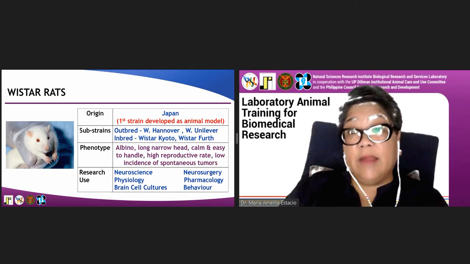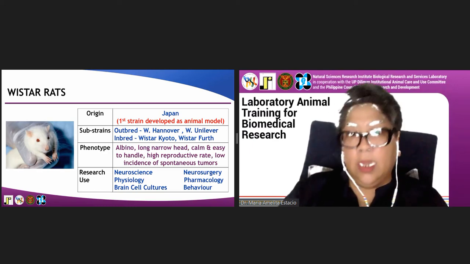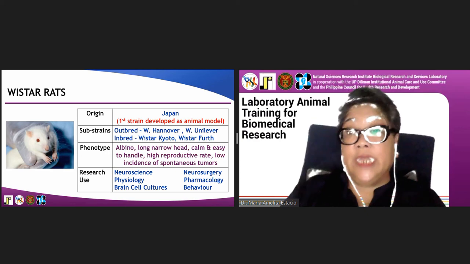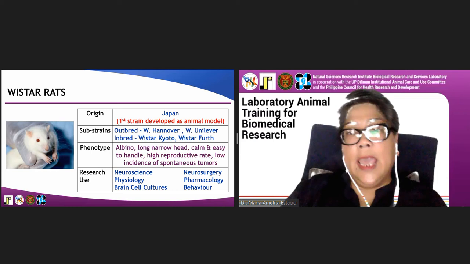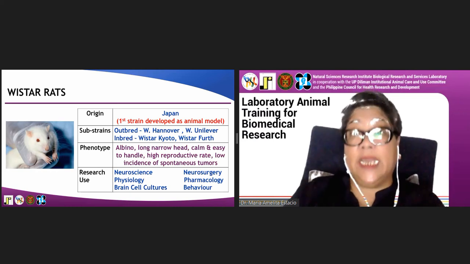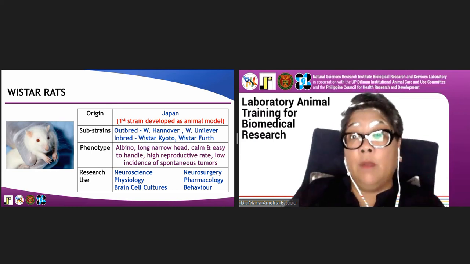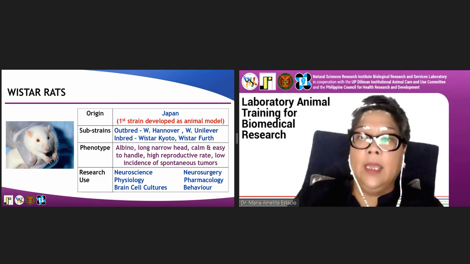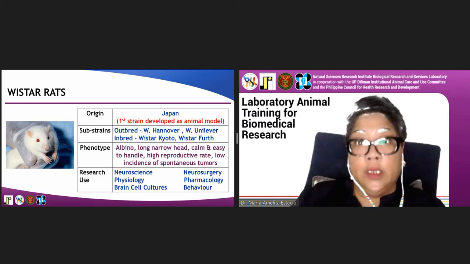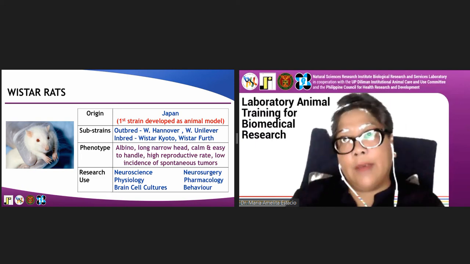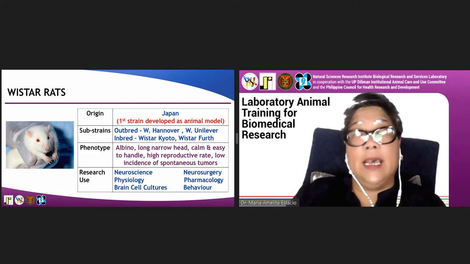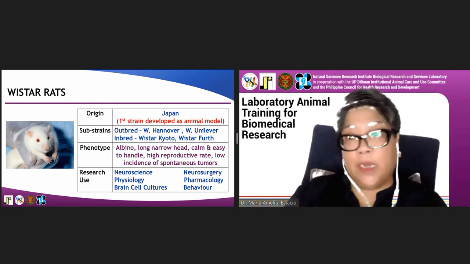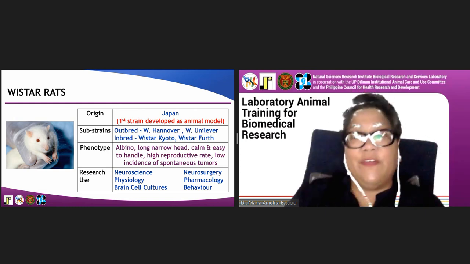Now, the Wistar rat is the first rat strain that was developed as an animal model, and this originated in Japan. But right now, of course, it's all over the world, and there are also substrains right now that were developed from the original strain in Japan. It's a very, very good model to use. Again, it's very easy to handle. It's very calm. It has a very high litter size, so many offspring, and that's the reason why it's very easy to produce.